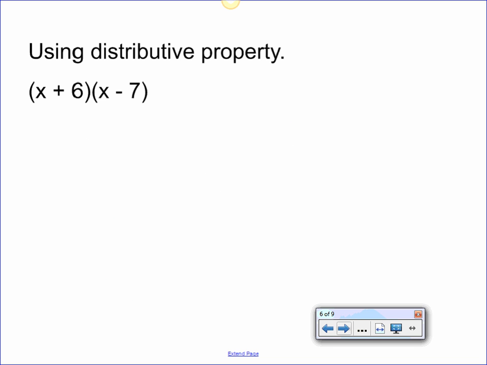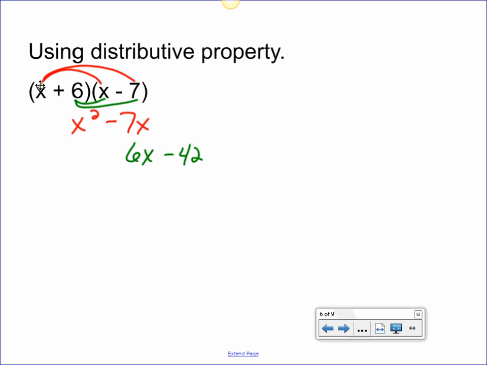Okay, next one. Another way to look at this is using the distributive property. So you would multiply the x times both of these things in here. So it would be an x squared minus 7x. And then you'd also have to distribute the 6 through both of these. So 6 times x would give you a 6x. And a 6 times the negative 7 is a negative 42. Notice how I stacked them up so that you combine them, and you'd get an x squared minus 1x minus 42 for your final answer. So the distributive property is yet another way that you could look at it.